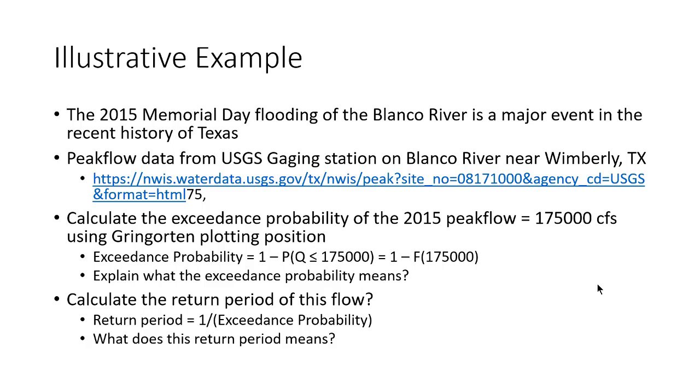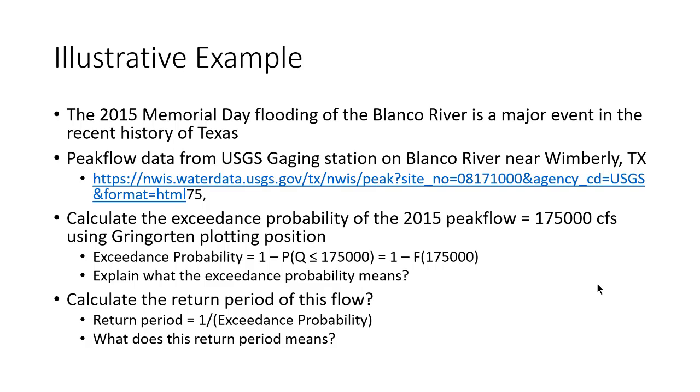If you go to the USGS station, you get different types of data. One data type that you get is peak flow. The peak flow is the maximum flow that was recorded at that station in a given year. In 2015, the recorded peak flow at the Blanco River near Wimberley was 175,000 CFS.